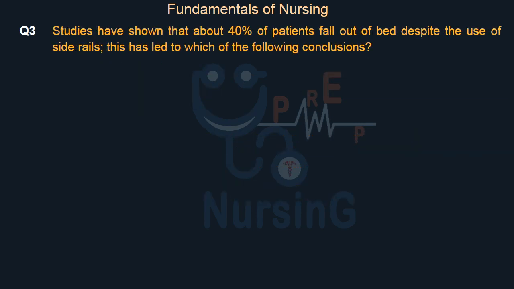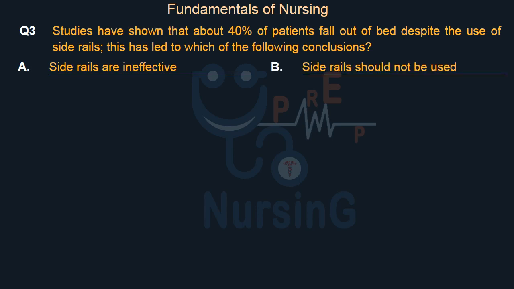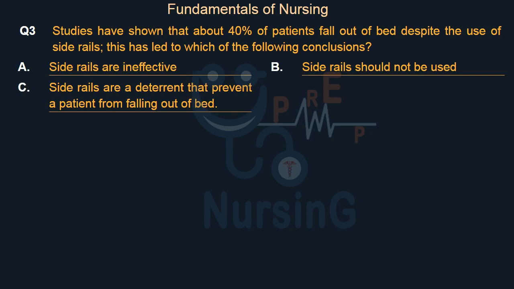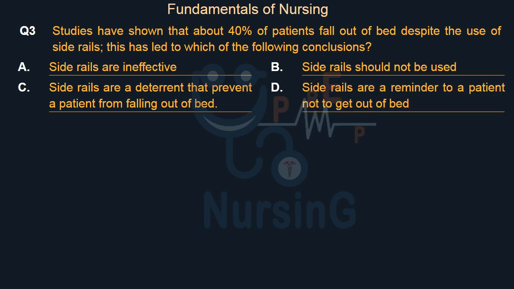Checking the patient's identification band verifies the patient's identity and prevents identification mistakes in drug administration. Studies have shown that about 40% of patients fall out of bed despite the use of side rails. This has led to which of the following conclusions? Option A. Side rails are ineffective. Option B. Side rails should not be used. Option C. Side rails are a deterrent that prevent a patient from falling out of bed. Option D. Side rails are a reminder to a patient not to get out of bed.